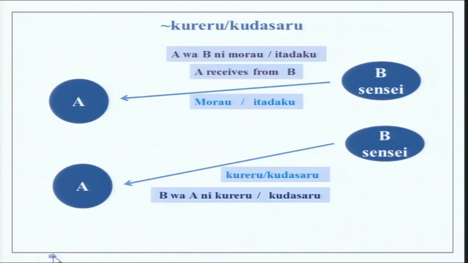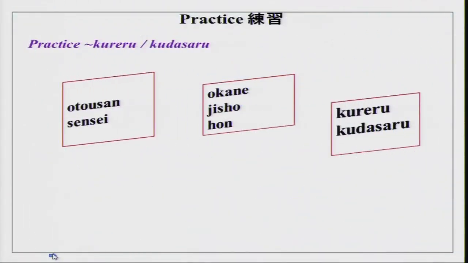In our previous class, we did kureru and kudasaru. You can practice it now with these words here. Otosan, sensei, okane, jisho, hon. And of course, you have kureru and kudasaru here. So, you can make different combinations. For example, otosan wa watashi ni hon o kuremashita.